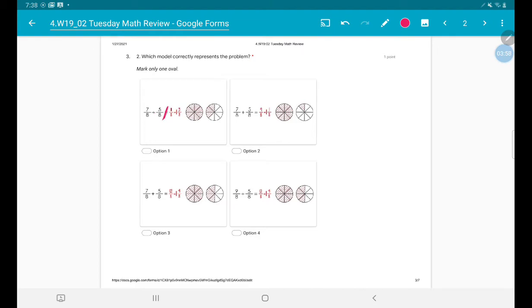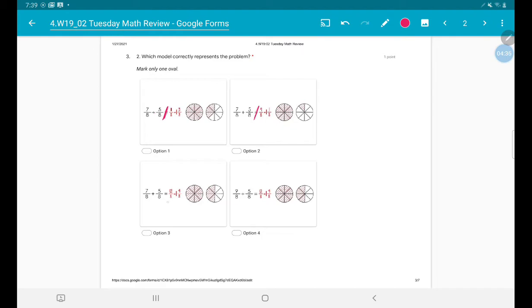If I go over to the next one, option 2, 7/8 plus 5/8. My pieces are 1/8 size pieces, so my denominator stays the same. 7 plus 5 again is 12, not 9, so option 2 is incorrect. If I go down to option 3, I still have 1/8 size pieces. So 7/8 plus 5/8. My denominator stays the same, and I add the numerator. 7 plus 5 equals 12. That is 12/8. And they're saying 12/8 equals 1 4/8.